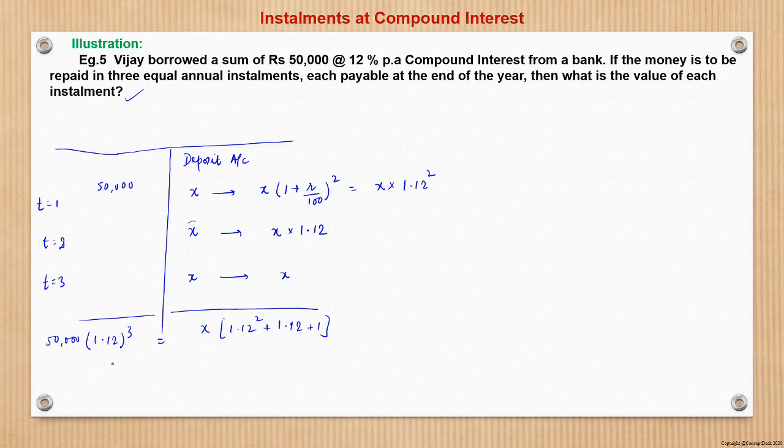So if we solve this, we can use a calculator here. This will be 3.3744x, and this is equal to 50,000 into 1.12 cube. From here we see x is equal to, right? So this is the answer to this question.